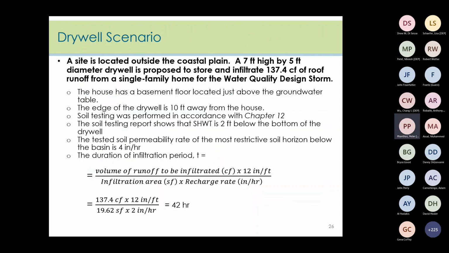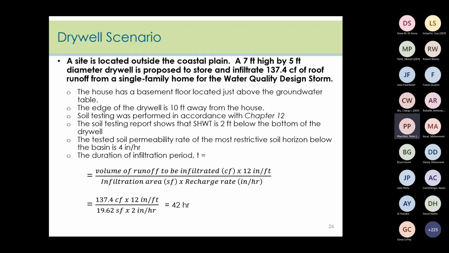We're going to look at a dry well for the example of an adverse impact. Even a small BMP can cause one. A site is located outside of the coastal plain. A 7-foot high by 5-foot diameter dry well is proposed to store and infiltrate 137.4 cubic feet of roof runoff from a single family home for the water quality design storm.